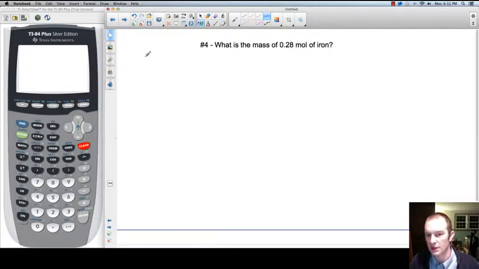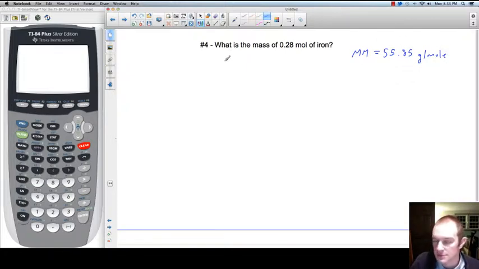What is the mass of 0.28 moles of iron? In this case, we can see that we're converting directly between mass of iron and moles of iron. So we're going to use that molar mass component. What we know about the molar mass of iron is that it is equal to 55.85 grams per mole. For every 1 mole of iron, it's 55.85 grams. And you can look that up on your periodic table.